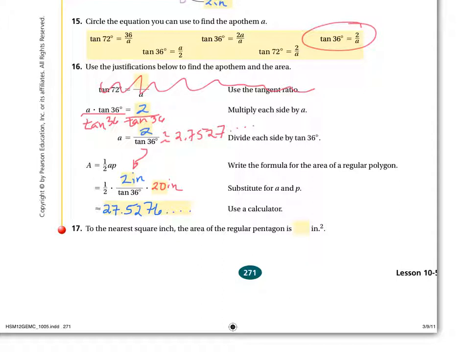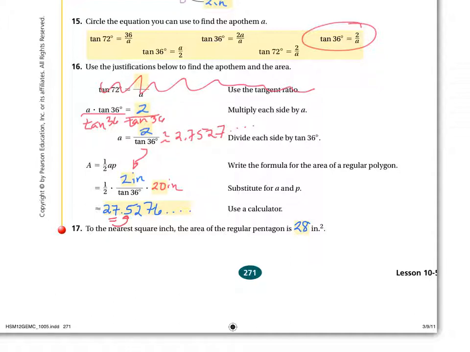So if we want to go to the nearest, what'd they say? The nearest square inch. So we want to round here. Look what's next door. What's the nearest square inch? So it's 28, right? Because 5 bumps up the 7. So we get 28 square inches. Any questions on that? The only difference is we're using sine, cosine, tangent. Everything else is the same. The entire process is identical.